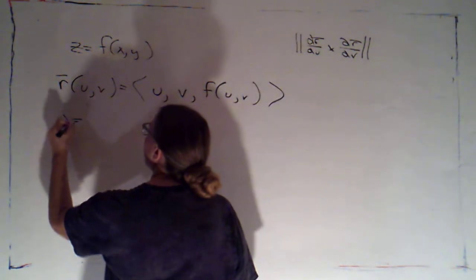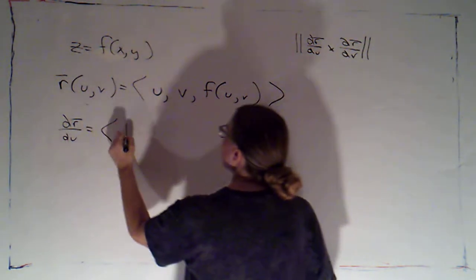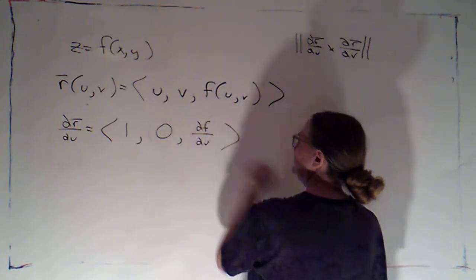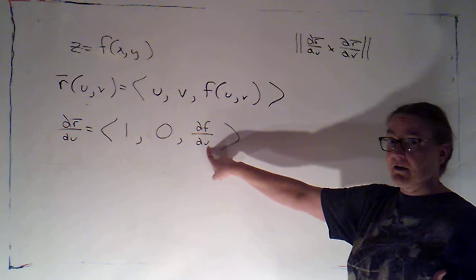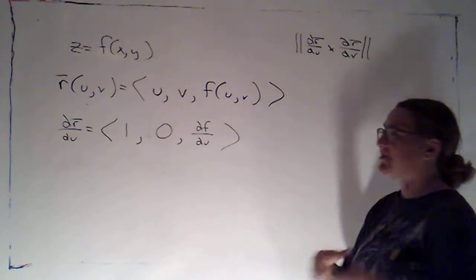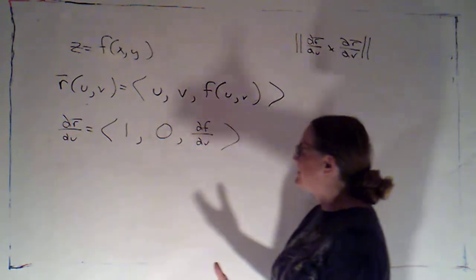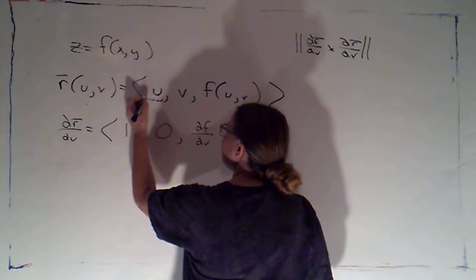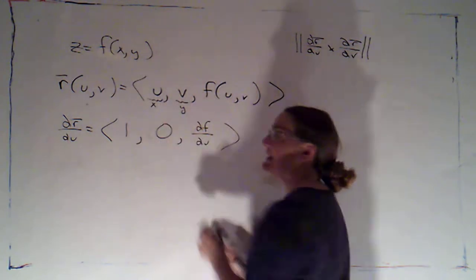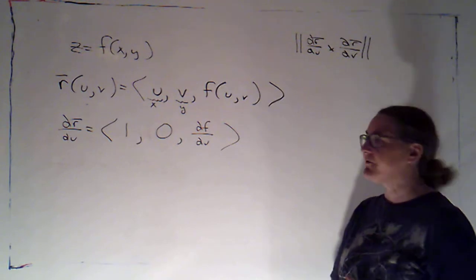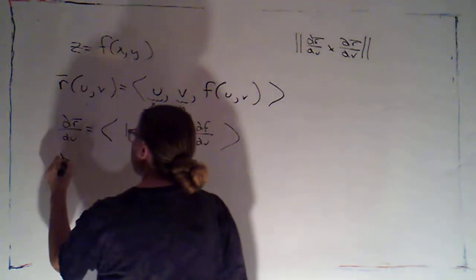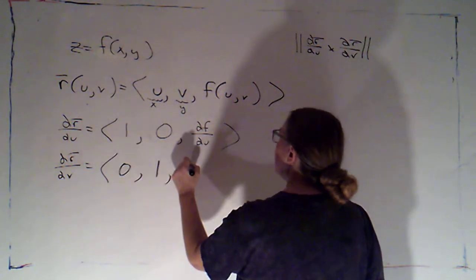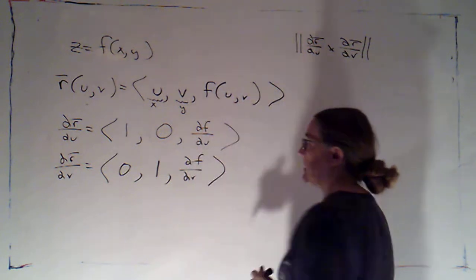Now, if I take a look at the partial of r with respect to u, I'm going to get 1, 0, the partial of f with respect to u. Now notice that's the same formula as the partial of f with respect to x, it's just that I've done a name change. Instead of calling my first variable x, I'm now calling it u. But my parametrization has it so that x is u and y is v. So I've essentially just changed the names of those variables. Okay. Now if I look at the partial of r with respect to v, I'm going to get 0, 1, the partial of f with respect to v.